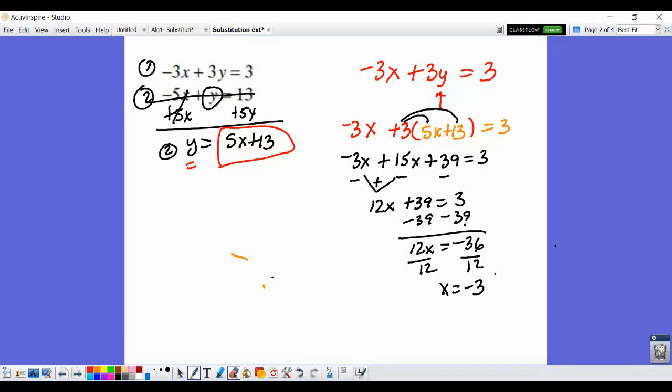So remember, when we're solving for systems, we're solving for an ordered pair. We need an x and a y. And since this is my x value, that's going to go in the first spot.